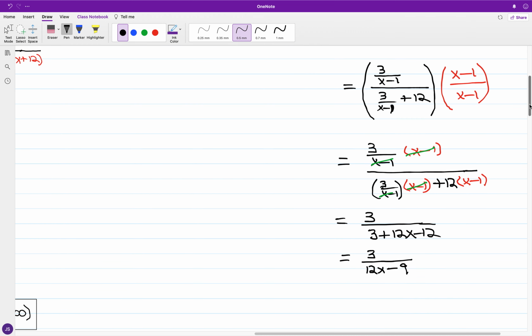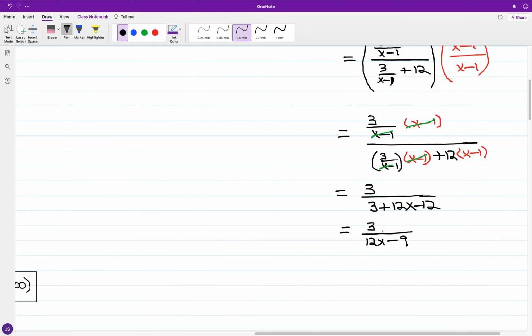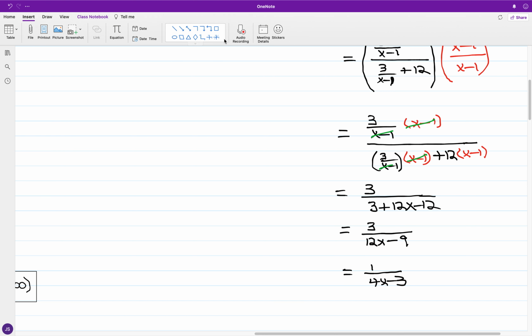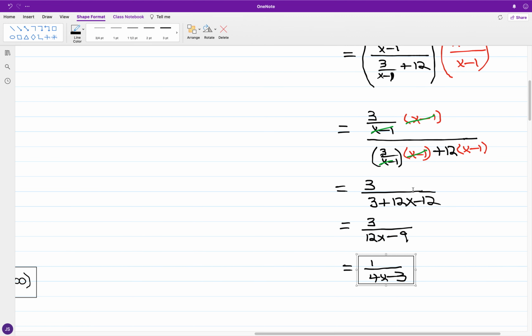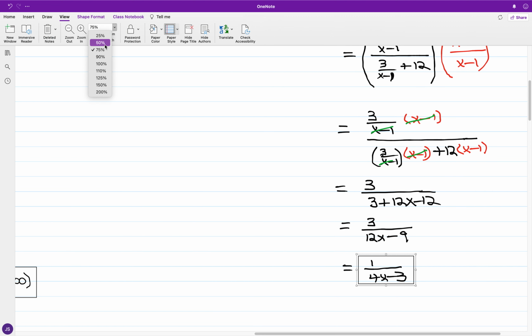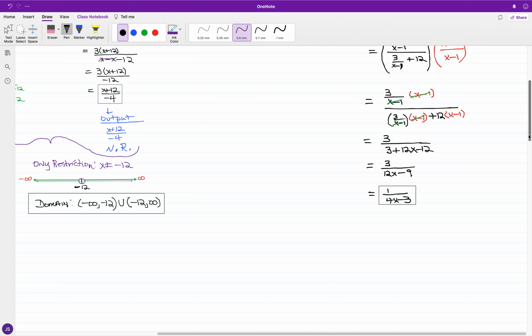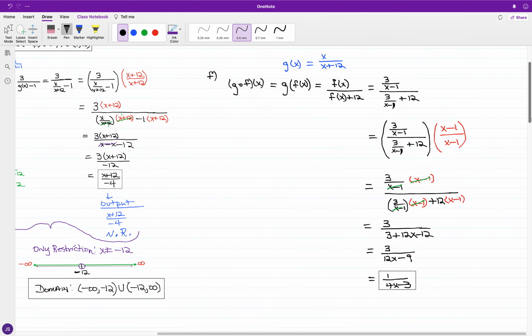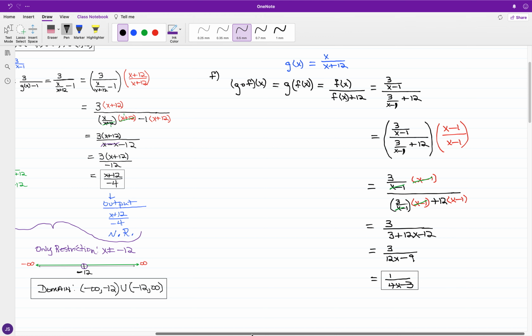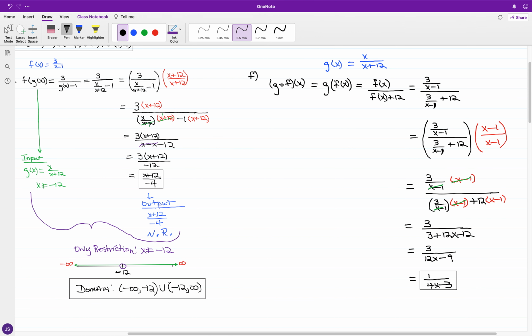And since we have a common factor of 3, 3 over 12x minus 9 can be lowered to 1 over 4x minus 3. So in the simplified form, that would be the result for g composed with f of x. Now, where we have the domain to be concerned, before the input function was g of x, now the input function is f of x.